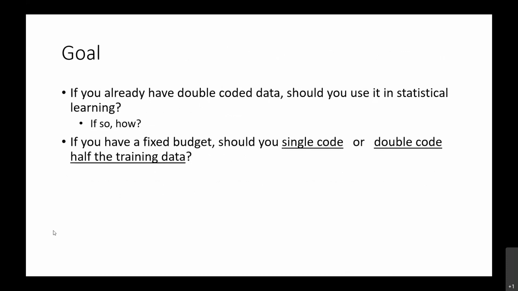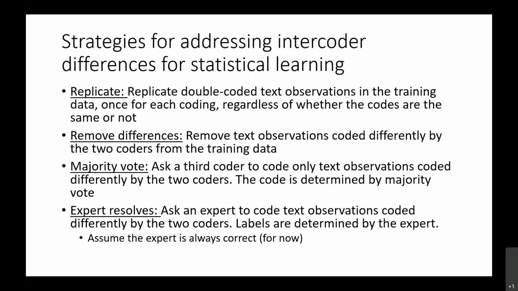So if you already double code a subset of the data, maybe we can actually use the double coded data in statistical learning. And if so, how? But you may also not have the training data already double coded, and you may have a fixed budget. In that case, should you go out of your way to double code the data, or should you just leave it single coded? That's the goal for this presentation.